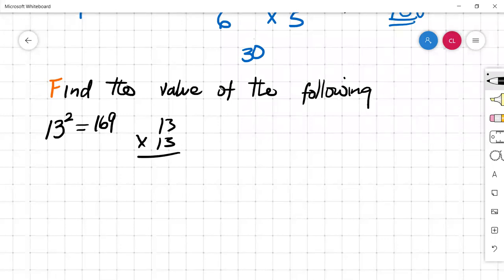3 threes would give me what? 9. All right. 3 threes would give me 9. 3 ones would give me what? 3. Okay. Placeholder. 1 times 3 would give me 3. And 1 times 1 would give me 1. Let's add these and I would get what? 9, 6, 1. So that is correct. 169.